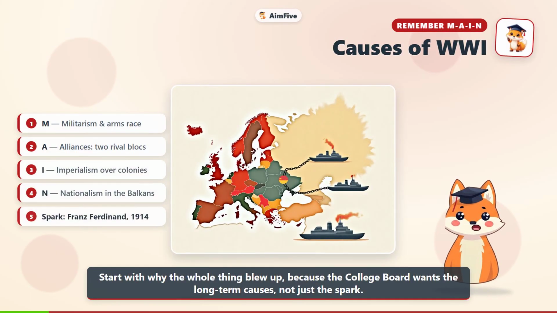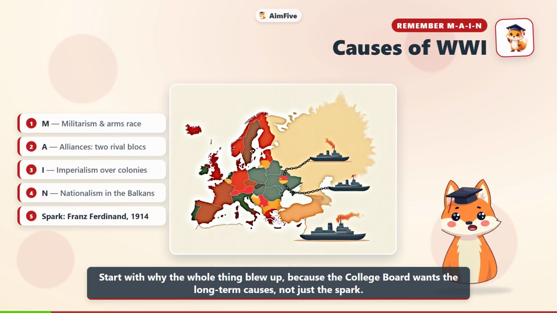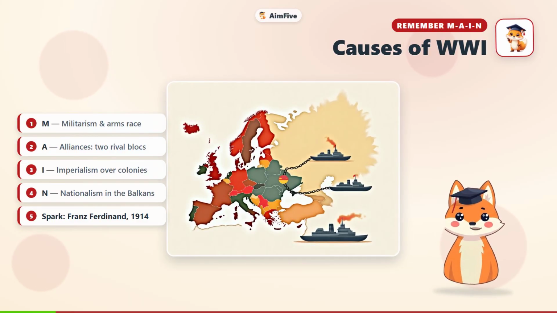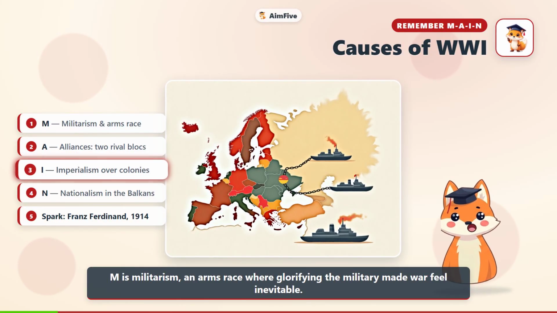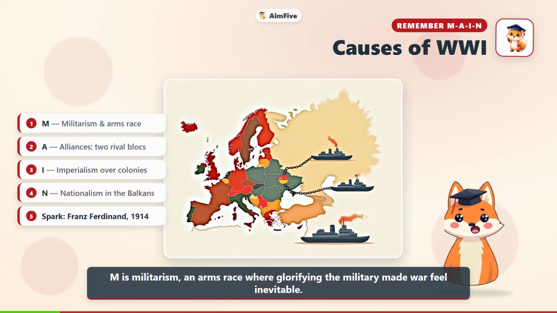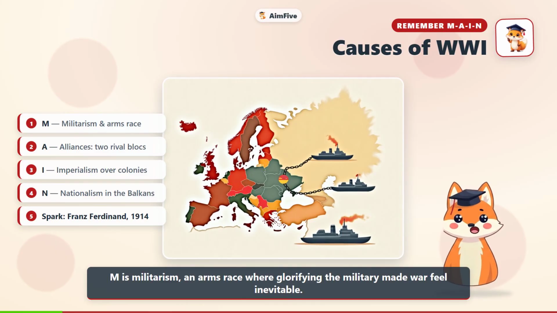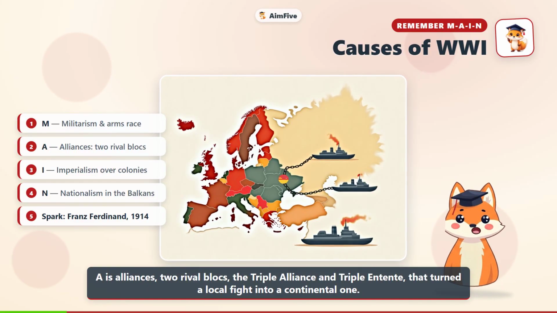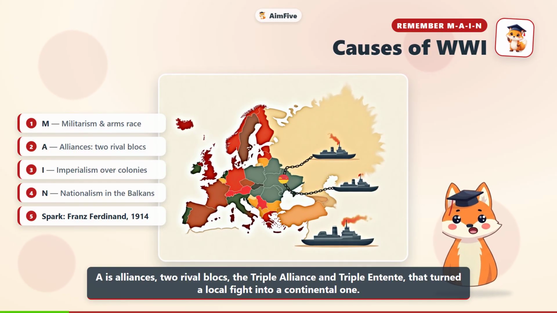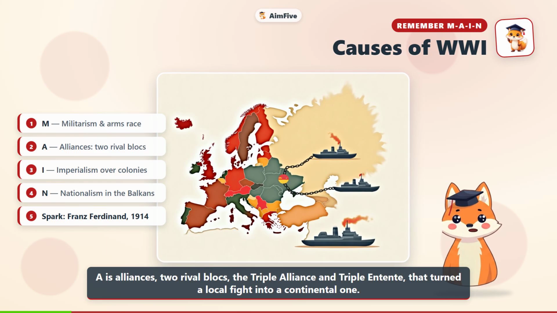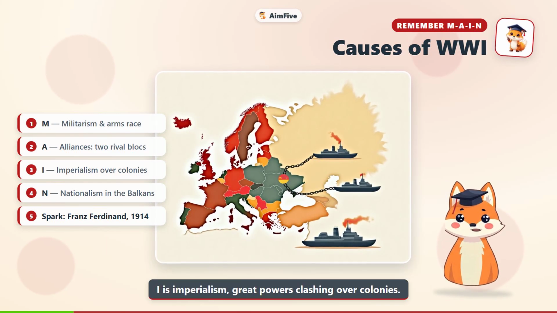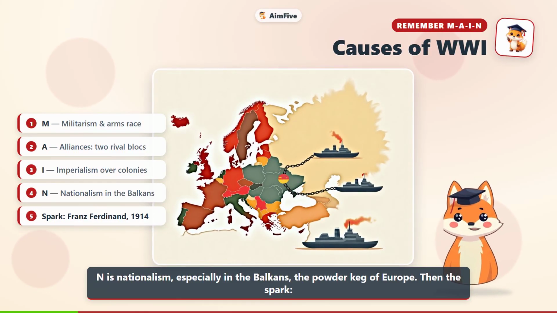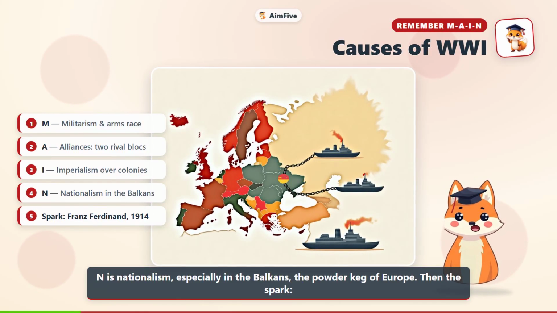Start with why the whole thing blew up, because the College Board wants the long-term causes, not just the spark. Memorize one word. MAIN. M is militarism, an arms race where glorifying the military made war feel inevitable. A is alliances, two rival blocs, the Triple Alliance and Triple Entente that turned a local fight into a continental one. I is imperialism, great powers clashing over colonies. N is nationalism, especially in the Balkans, the powder keg of Europe.